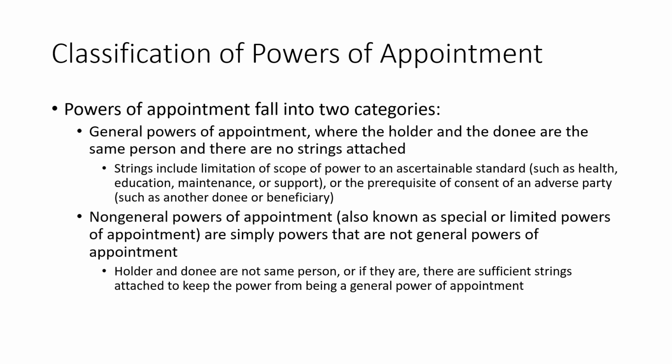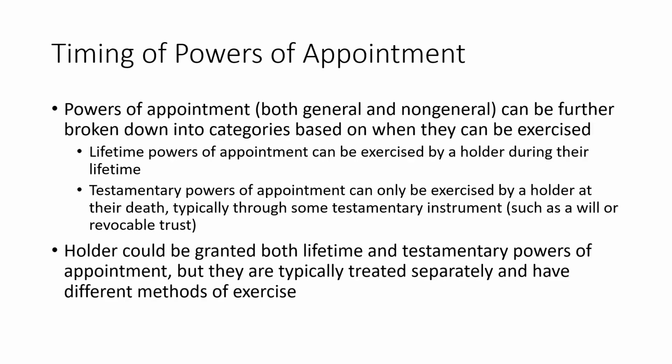And these are just powers where the holder and donee are not the same person, or if they are the same person, there are sufficient strings attached, as we discussed above, to keep the power from being a general power of appointment. So if you had a holder as the donee, but they had to limit their distributions personally to an ascertainable standard or get the consent of an adverse party, that would be a limited or special or non-general power of appointment, whatever nomenclature you want to use to describe it.